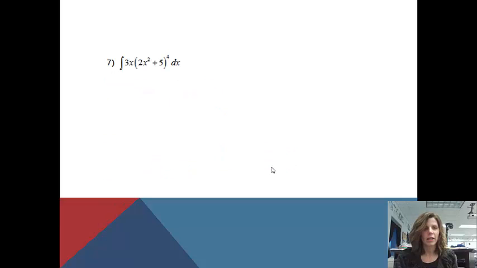All right, let's do another one to see if that made any sense at all. Next problem. Again, we've got parentheses raised to a 4th power, so this is a perfect setup for a u substitution. So I'm going to let u be what's inside the parentheses. Now we're going to take the derivative. If I take the derivative of u, I get du. The derivative of 2x squared is 4x. The derivative of 5 is 0. And then I put dx to show that I'm taking the derivative with respect to x.